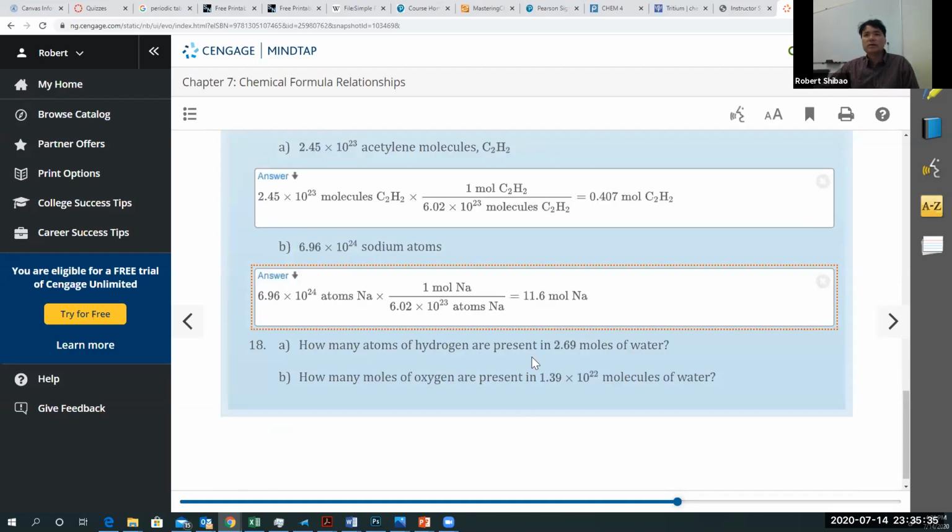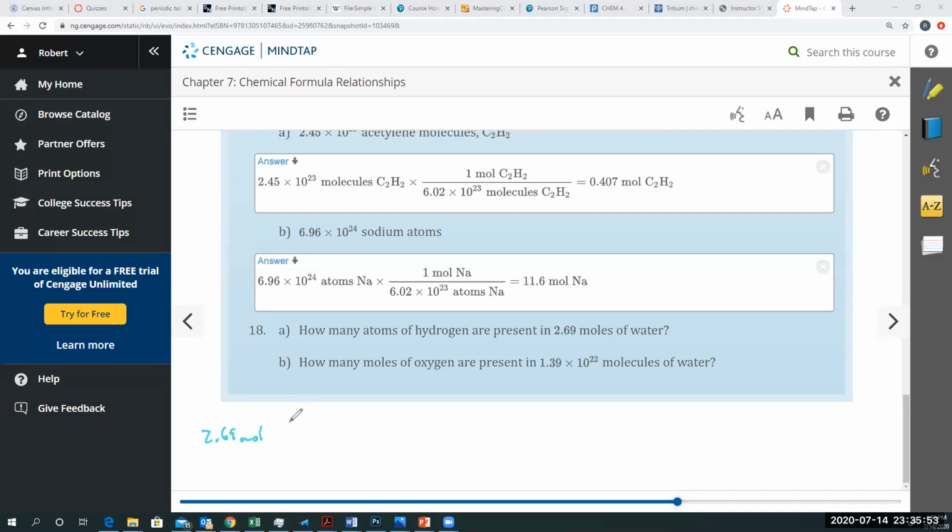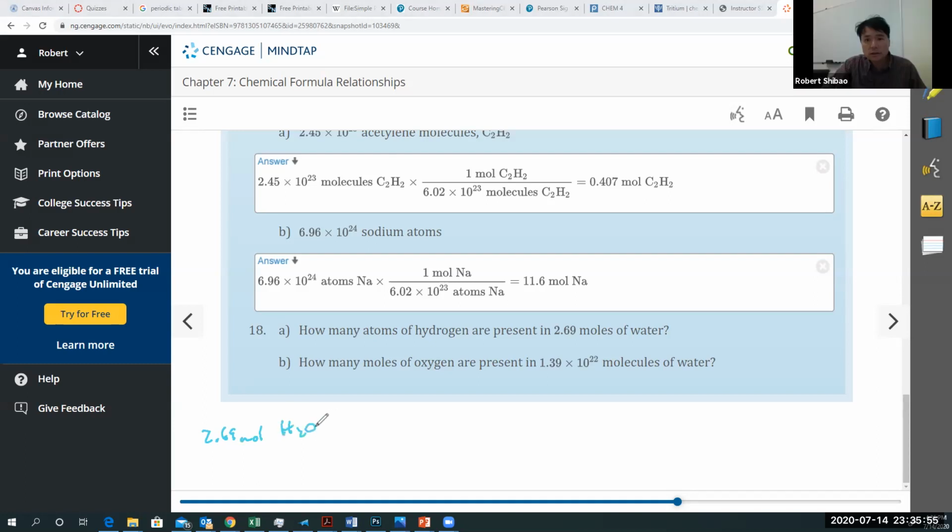How many atoms of hydrogen are present in 2.69 moles of water? Now this requires more quantitative relationships. So let's stop here and let's take a look at this calculation briefly. And so here we have 2.69 moles of H2O.